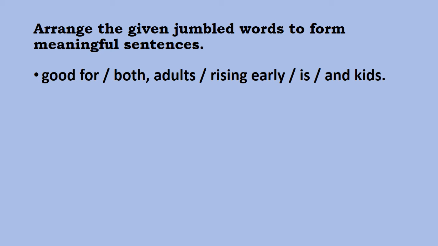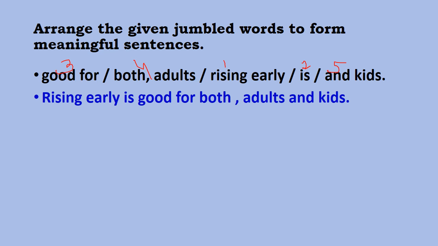Here adults looks like subject, but it cannot be because we have both, comma, adult, so that cannot be subject. Rising looks like a verb, but it is not a verb, it is a gerund, so that becomes our subject. Rising early, then the verb is. Rising early is what? Good. Good for whom? Both adults and kids. So the sentence goes as: rising early is good for both adults and kids.